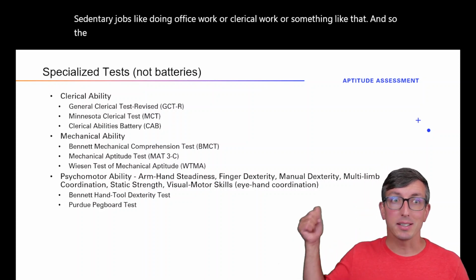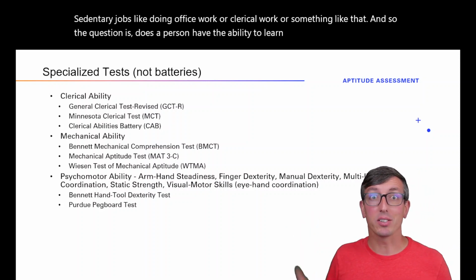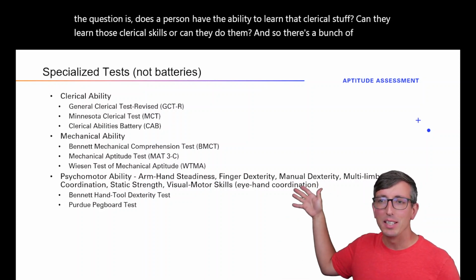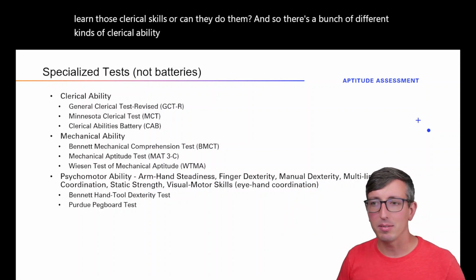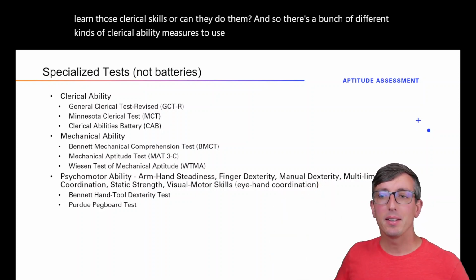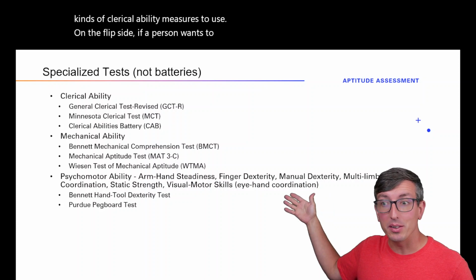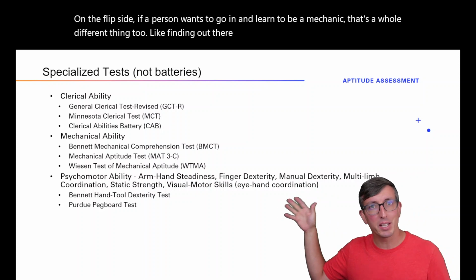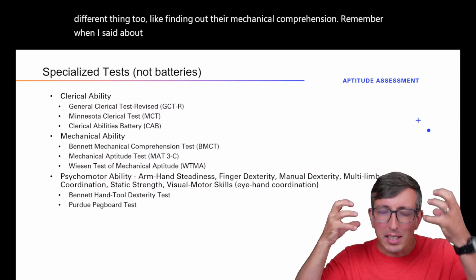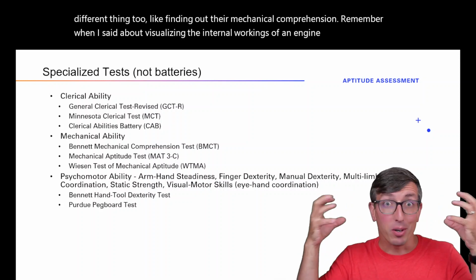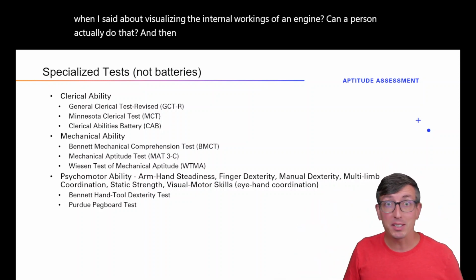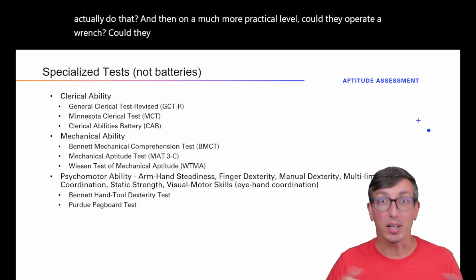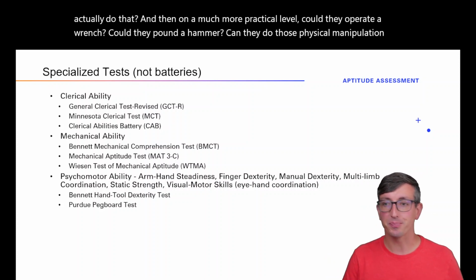And so the question is, does a person have the ability to learn that clerical stuff? Can they learn those clerical skills, or can they do them? And so there's a bunch of different kinds of clerical ability measures to use. On the flip side, if a person wants to go in and learn to be a mechanic, that's a whole different thing too. Like finding out their mechanical comprehension. Remember when I said about visualizing the internal workings of an engine? Can a person actually do that? And then on a much more practical level, could they operate a wrench? Could they pound a hammer? Can they do those physical manipulation tasks too?